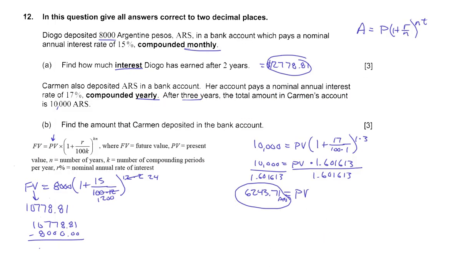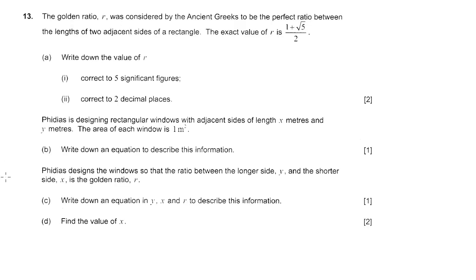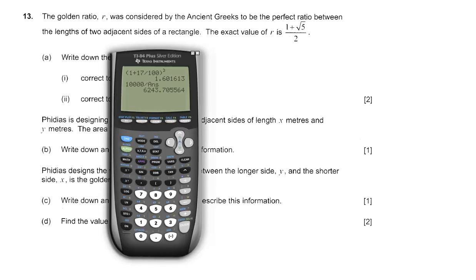Okay, we've got 3 to go. Let's take a look at 13 here. The golden ratio was considered by the ancient Greeks to be the perfect ratio between lengths of 2 adjacent sides of a rectangle. The exact value of r is 1 plus root 5 over 2. Write down the value of r. So really we're just going to calculate that thing out, right?